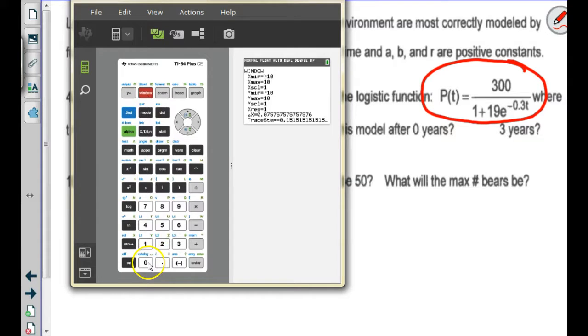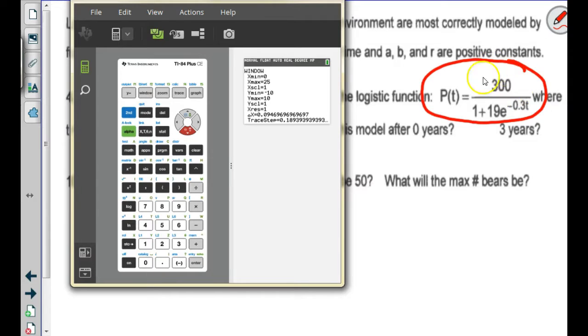Time. So can we have negative? No, 0. I'm going to go 0 to, I don't know, 25 years maybe? 0 to 25 for my x. Now, this is important, very important. Pay attention. This number on top is generally the maximum population.